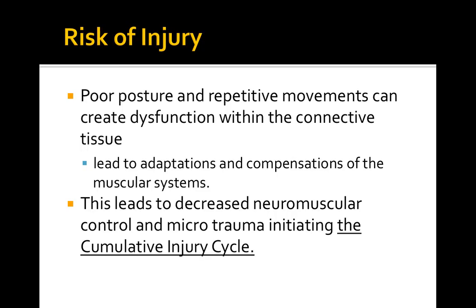The risk of injury is increased because poor postural alignment and repetitive movements that enhance a dysfunction in the movement lead to a lack of neuromuscular control and increased damage to tissue, which can initiate the whole cumulative injury cycle.